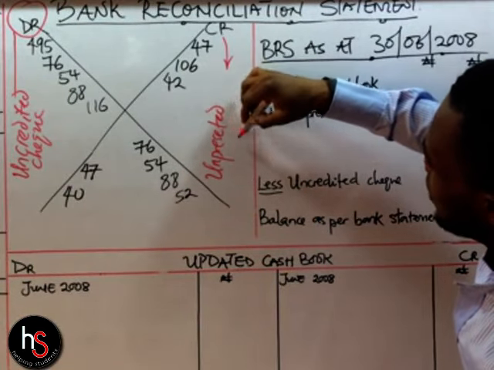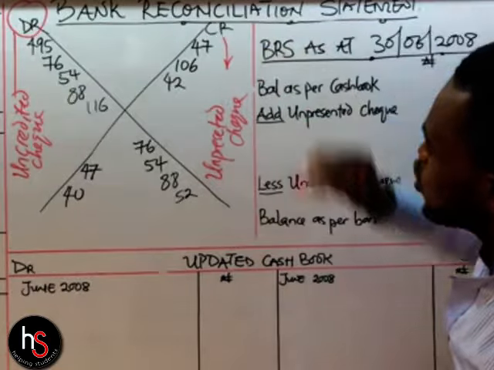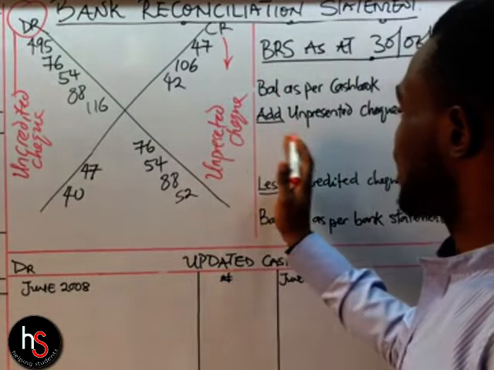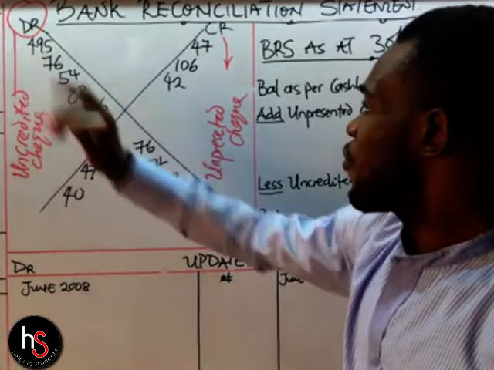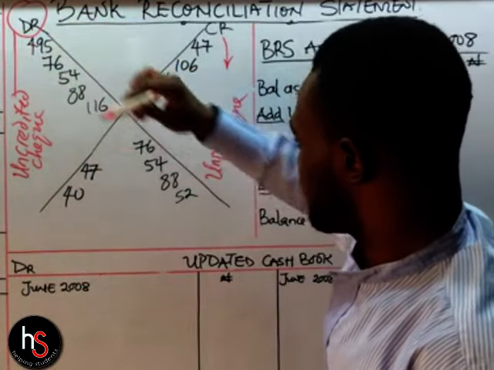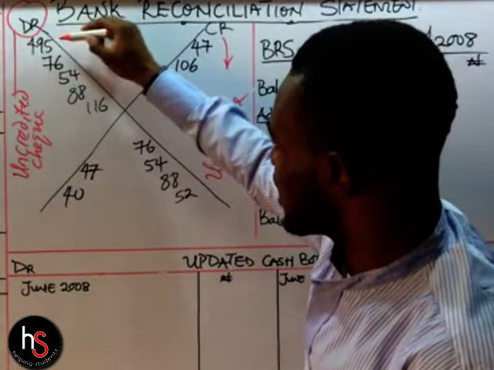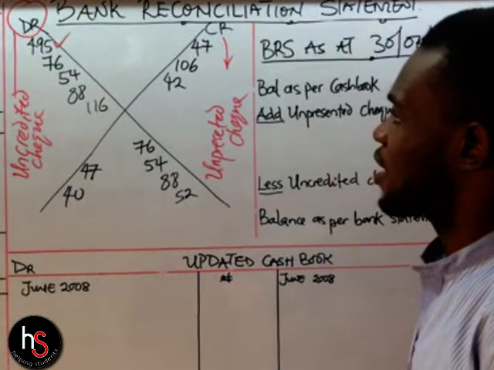The unpresented check. So take note of that. The unpresented check from here, the uncredited check from here. So 495, we'll have 495. Now this one goes in automatically. It always goes to the cash book automatically, okay?